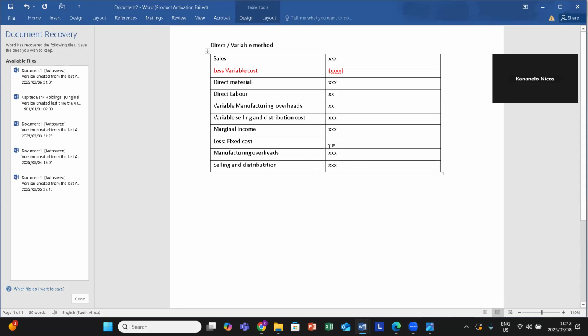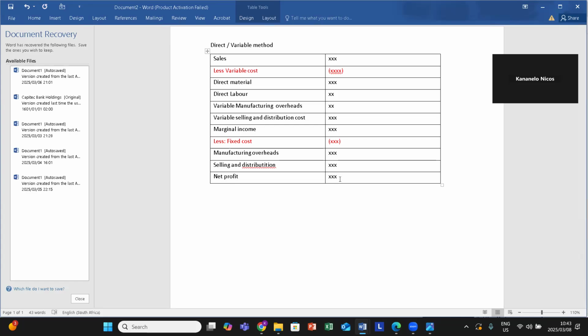Plus the one for selling and distribution, and then you'll get the total for this one. I'll also highlight it with red. You get the total. And then when you say your marginal income minus your fixed cost, you get what you call net profit. You'll get the net profit there. So that is how we calculate our net profit according to our variable method there.